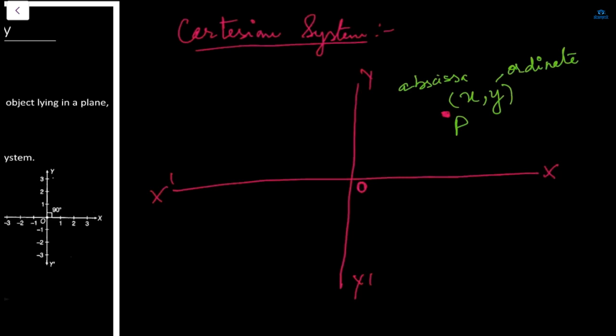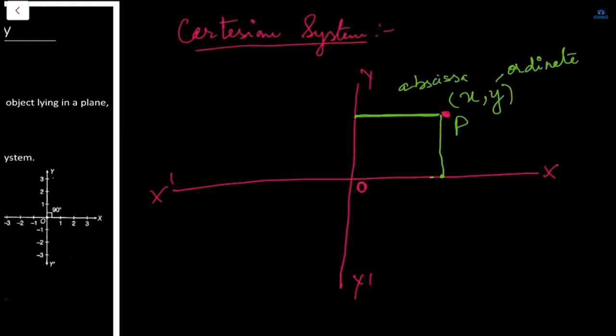The x point is the perpendicular distance from the y-axis along the x. Now, whenever you are marking x, it means this here. This distance is the perpendicular distance. This point you are marking x. So x is the perpendicular distance from the y-axis along the x-axis.